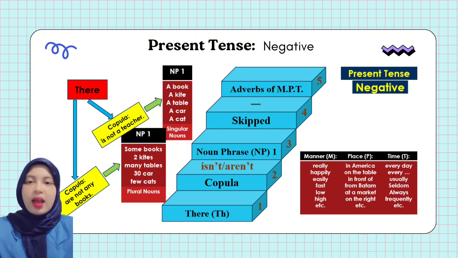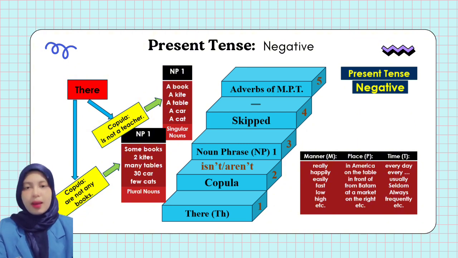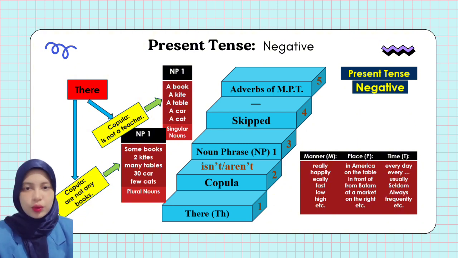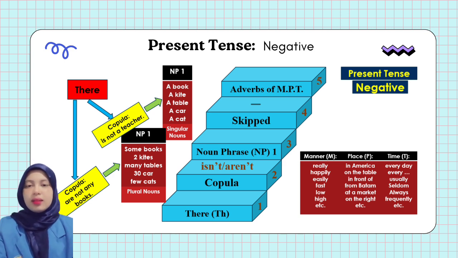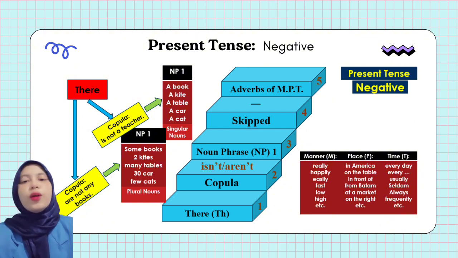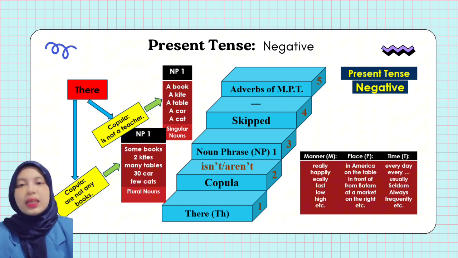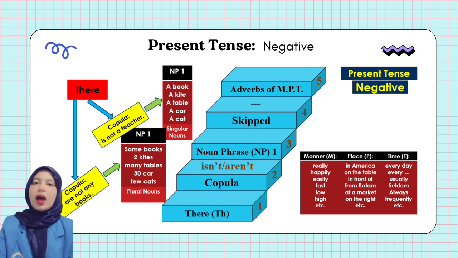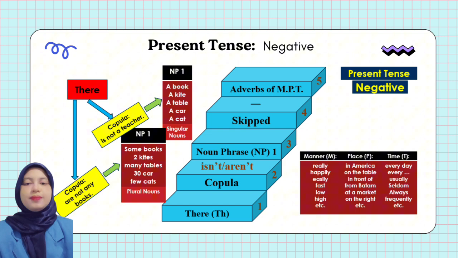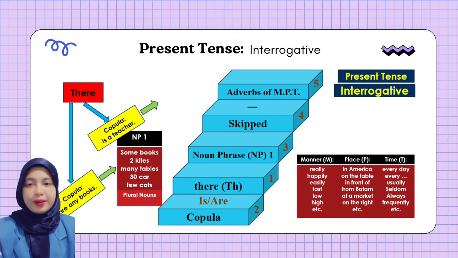You can still add adverbs of manner, place, or time to provide more context to your negative statement. Therefore, for a negative sentence, the pattern is there plus copula plus not plus noun phrase 1 followed by any adverbs. For example, there is not a cat in the house or there are not any books here. 3. Present tense interrogative.